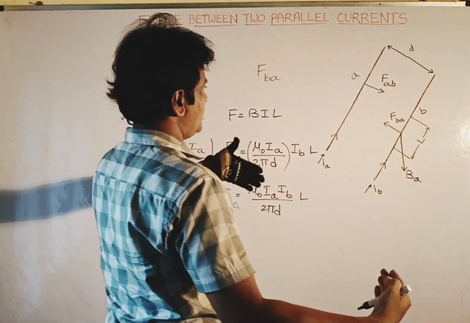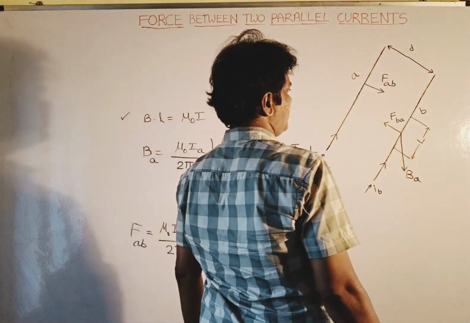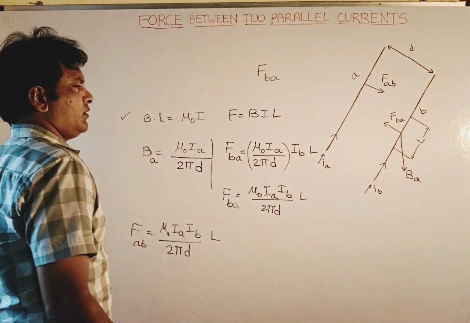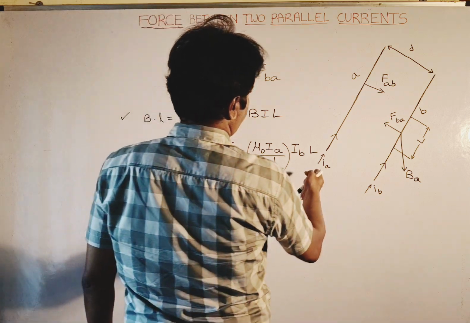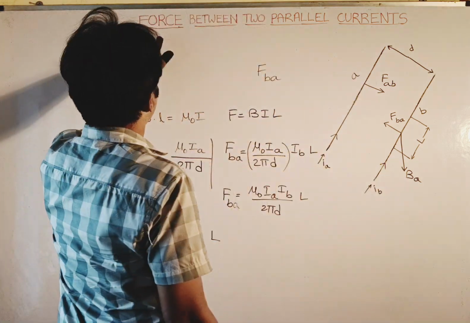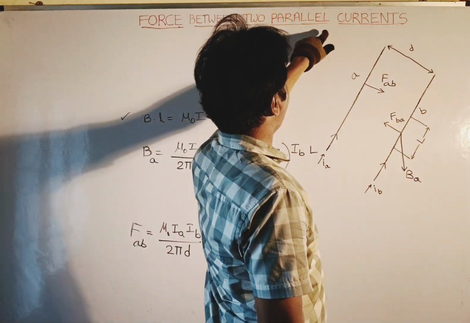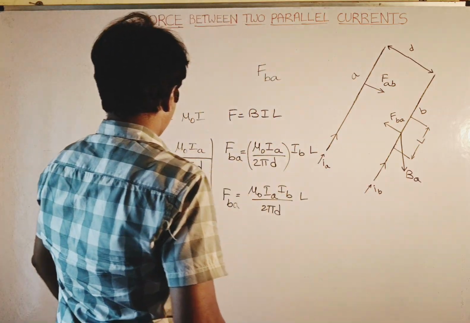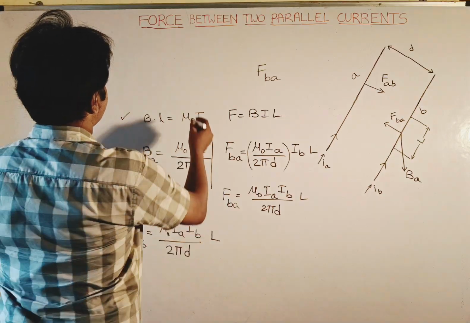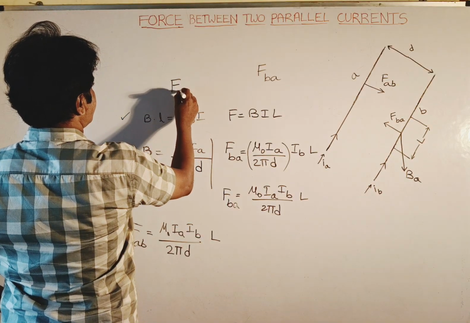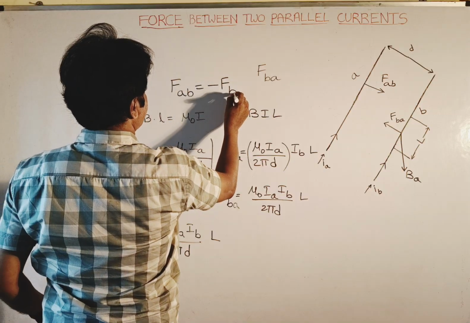So there are two forces which are mutually attracting each other between these two conductors because of the magnetic field generated due to the current passing through the conductor. That's why I have written the heading as force between two parallel currents. So by these two we can write FAB is equal to minus FBA.